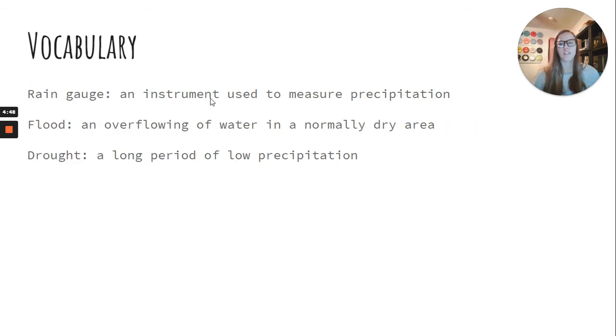A rain gauge is an instrument used to measure precipitation. A flood, an overflowing of water in a normally dry area. Drought, a long period of low precipitation.